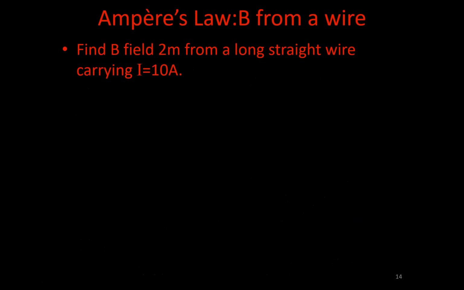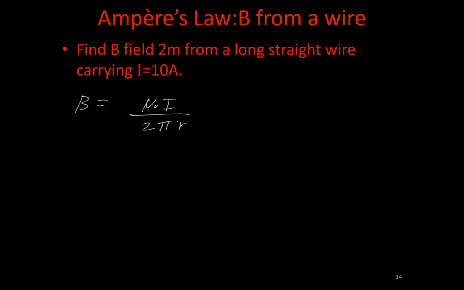So let's take a look at an example of using Ampere's law and calculating B for a wire. Let's find the magnetic field 2 meters from a long straight wire carrying a current of 10 amps. As you can see, the length of the wire doesn't factor in here, because what we're really dealing with is a thin cross section of the wire and the distance we are from the wire, the radius.